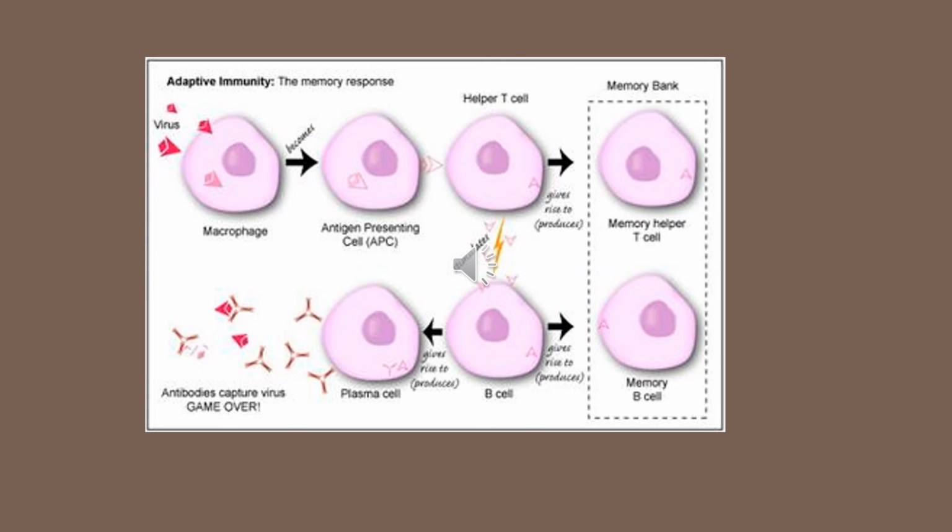B and T cells both create memory cells that remember antigens of the vaccination, so if your body is infected with the pathogen again, it secretes antigens that notify the body to target and kill the pathogen.